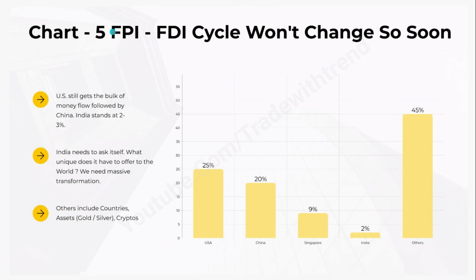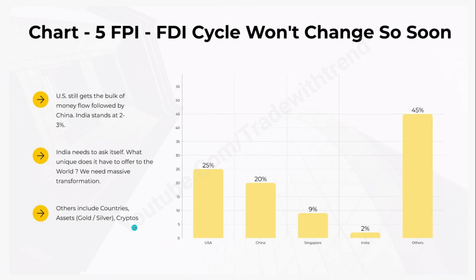All right. So when you look at the fund allocation, let's say the world gets $100, about $25 go to the US, 25 to 30, I think. About 18 to 24 goes to China. About 9% goes to countries like Singapore. Just 2% for India. Out of $100, we get roughly 2 to 3, or maybe $4. Whatever investment amount is given, let's say a global fund manager is given $100 to invest in the world, India will get $4. Others, 45%. Now here, other does not mean only countries. It includes assets like gold and silver and cryptos also.